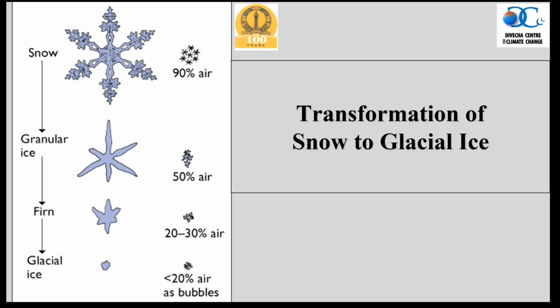When you have a very fresh snowfall, it is extremely dendritic in pattern. If snow has fallen under calm conditions and at a much colder temperature, substantially below 0 degrees Celsius, then you can have a beautiful picture like this. The fresh snow contains about 90% air and has extremely high albedo.